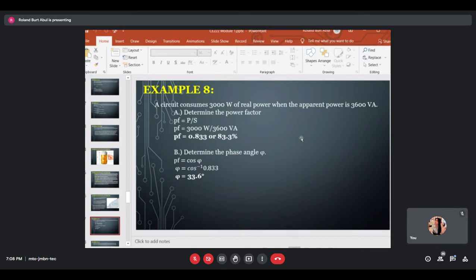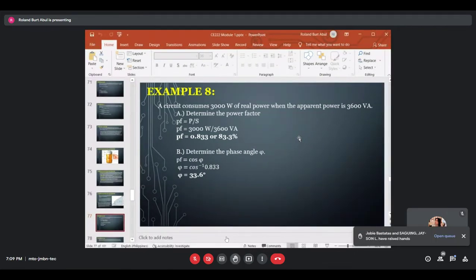Next is the power factor. The power factor for a single phase circuit is the ratio between real power and apparent power in a circuit. So, power factor is equal to real power divided by apparent power, or P over S. So, P is the real power and S is the apparent power. The power factor is a number between 0 and 1. It is often expressed in percentage.